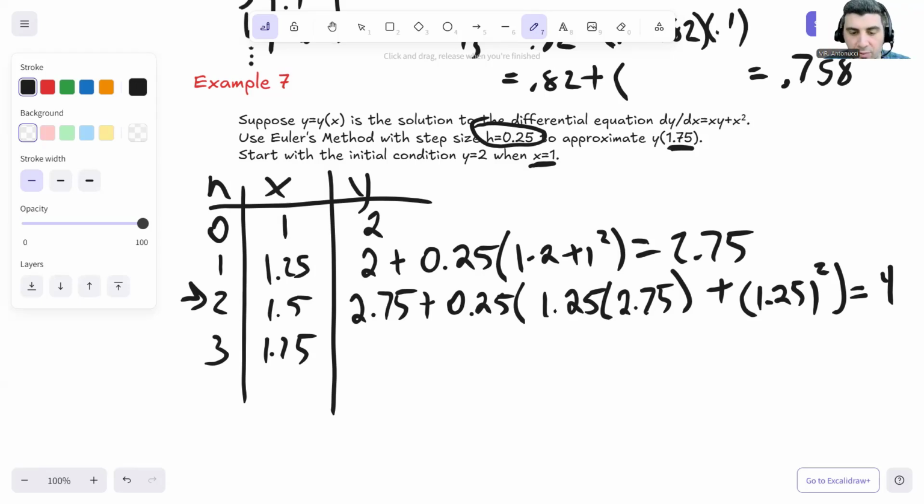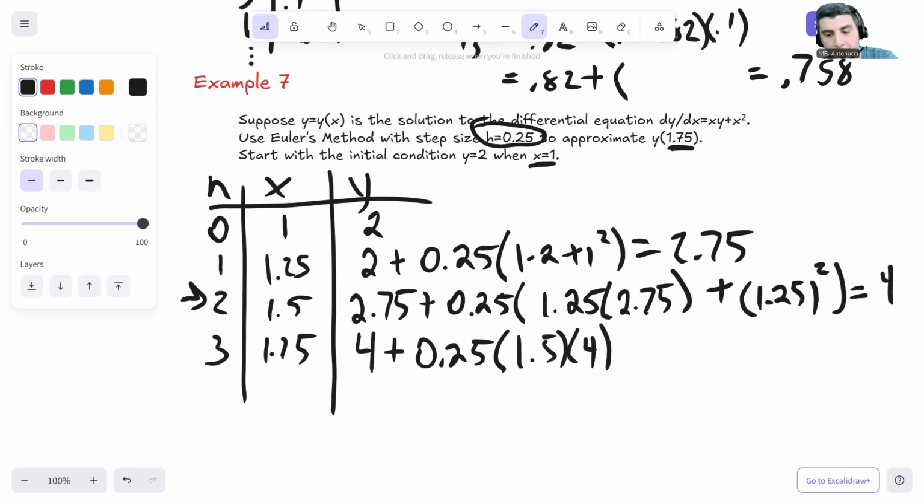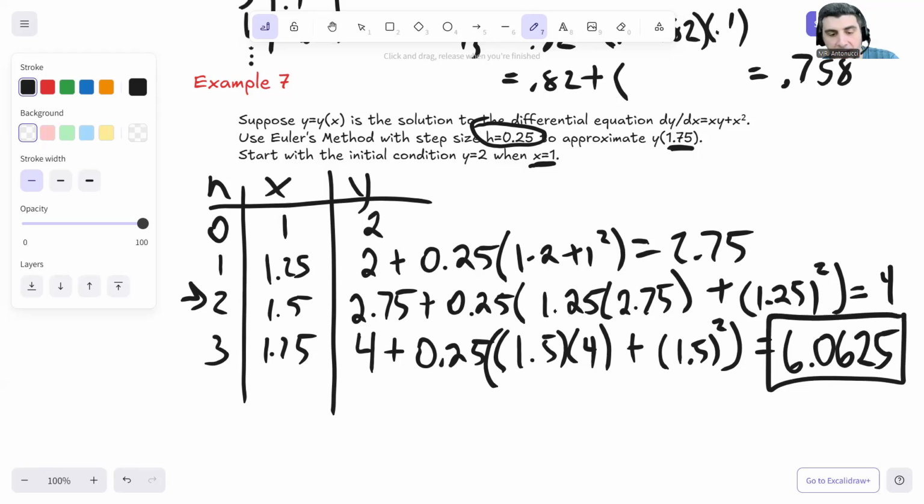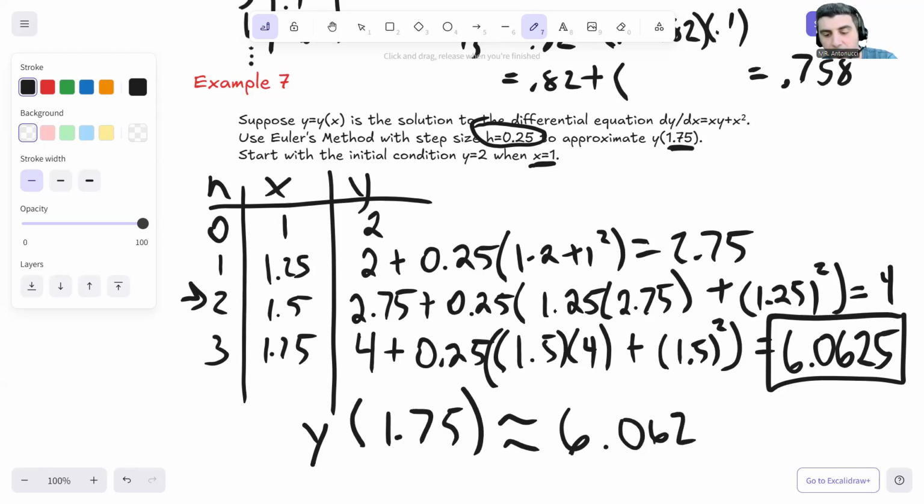So then we just follow that process again. We take the previous y value plus h times xy of the previous value, so 1.5 times 4, plus the x value squared, so 1.5 squared. And then what we would get is 6.0625. Okay, and that is the y value approximately. So the approximate value of y of 1.75 is 6.0625.